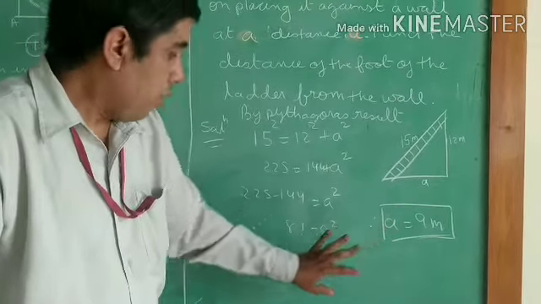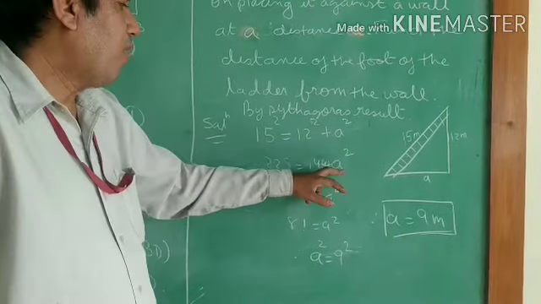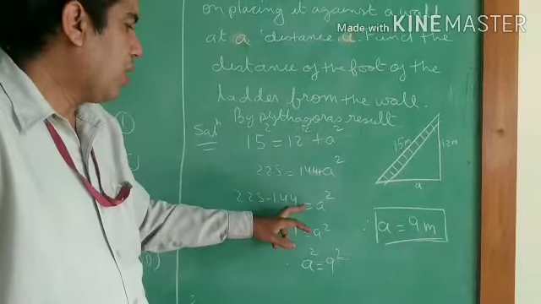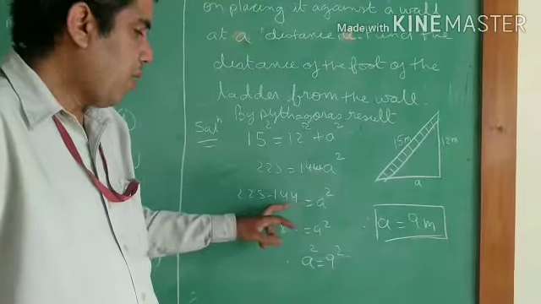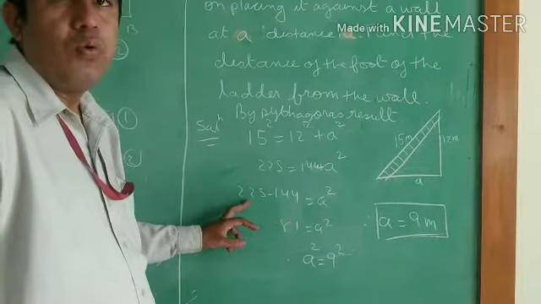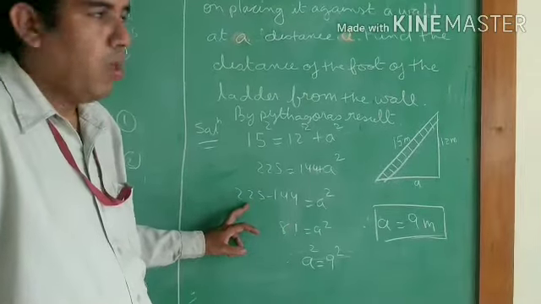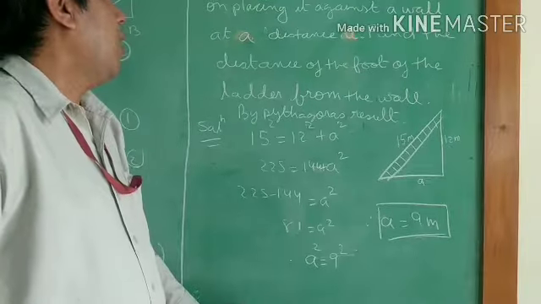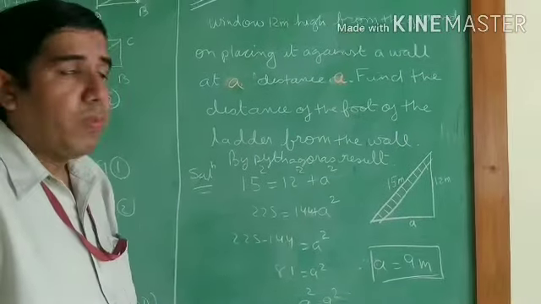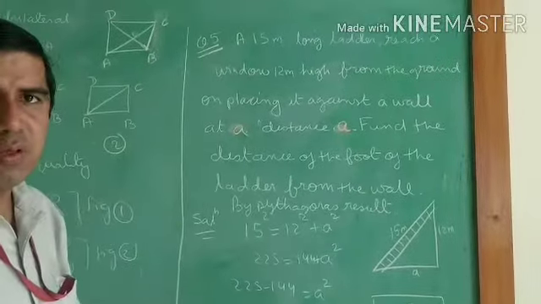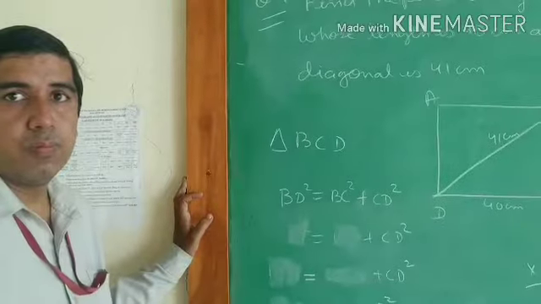If you want to check, you can check also. 144 plus 9 square, which is 81, you will get the answer 225. You can check also. And this question completes over here. I have discussed just now with you question number 5 on the base of Pythagoras theorem.